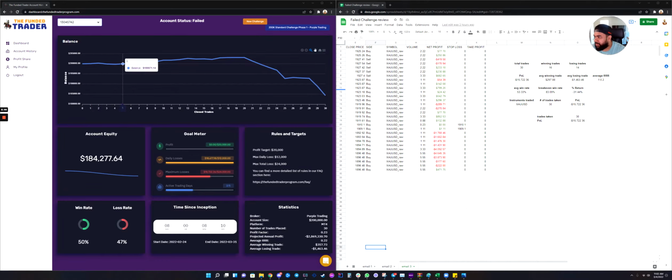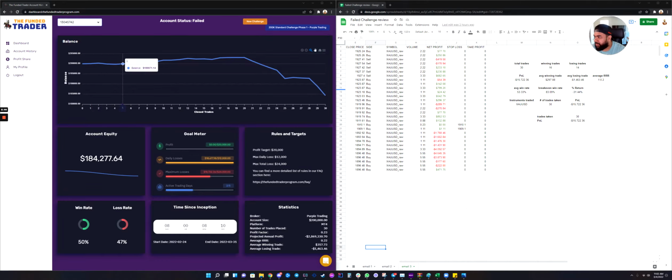So he took 30 trades. Of them, 16 were winning, 14 were losing. His average winning trade was about $297. Average losing trade was around $1,400. That gives him an average risk reward ratio of about 1 to 0.2. So that's not super great risk reward.